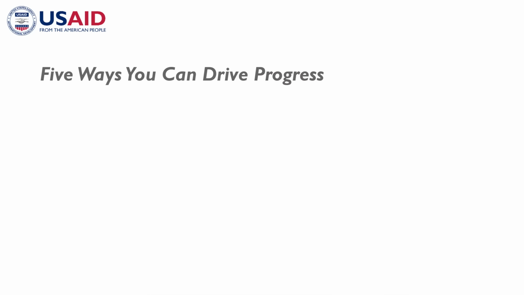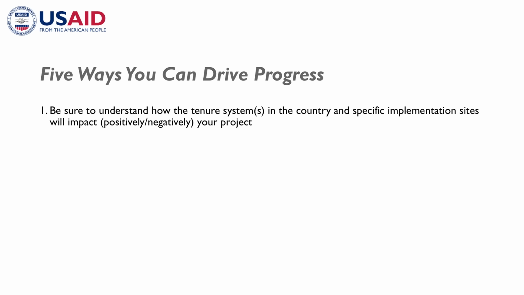So what can you do to help drive progress related to land tenure and property rights in the countries where you're working? Well, here are 5 suggestions. These are pretty practical suggestions. The first is, be sure to understand the different tenure systems that exist in the environment where you're working and in the specific implementation sites that your project is going to impact. So that means understand if the place where you're working is governed primarily by customary tenure systems or primarily by the formal tenure system, or if those two systems are overlapping in the areas where you're working.